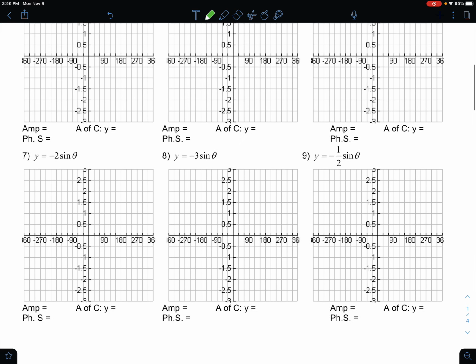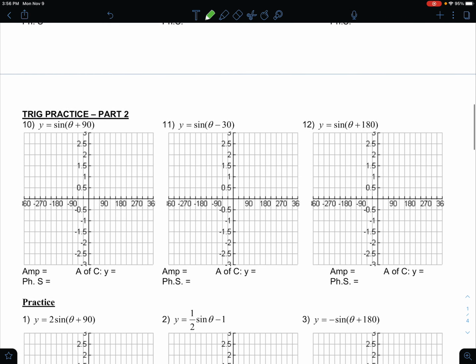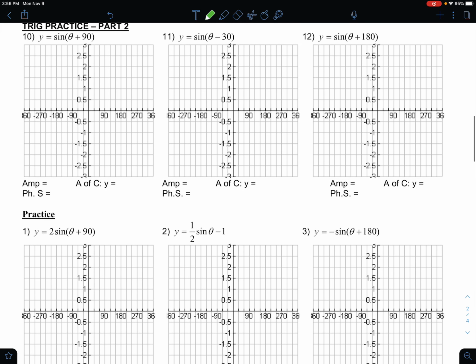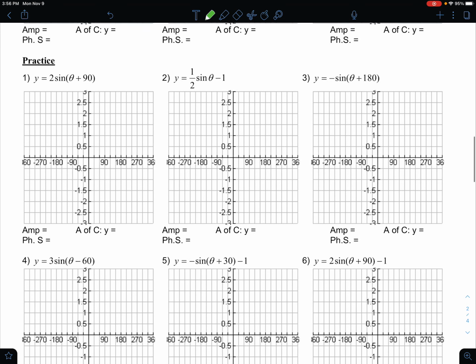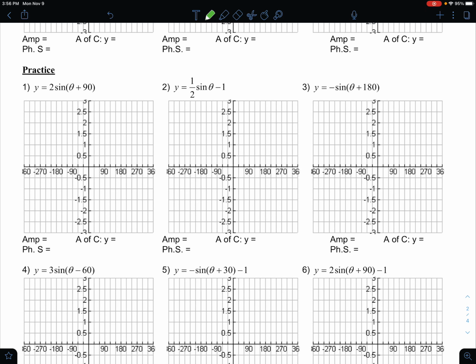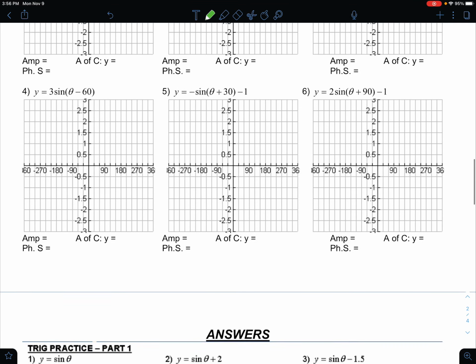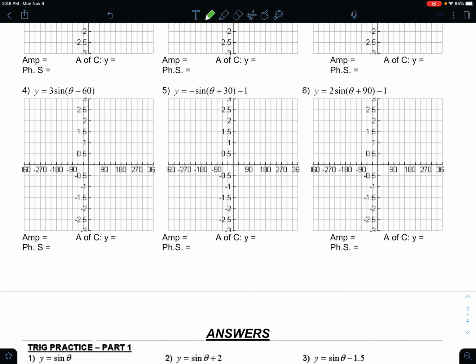So let's see what else we have in here. Okay, let's try this. On the practice one. Half sine theta. No, I want something more. Let's try this one, 5. Negative sine theta plus 30 minus 1.